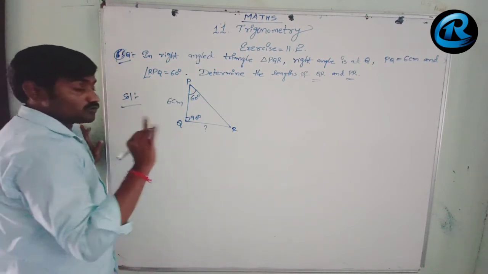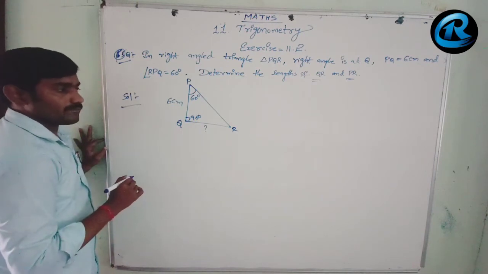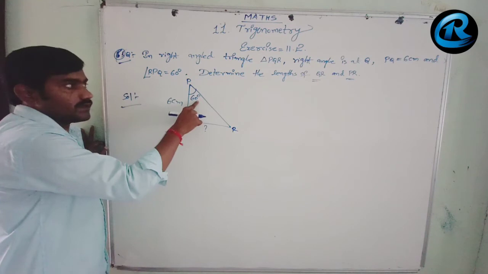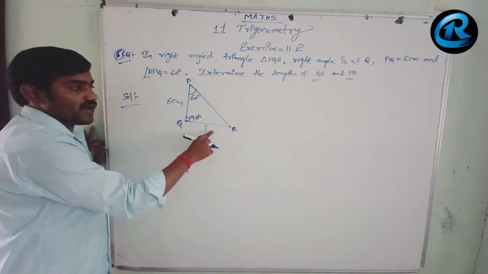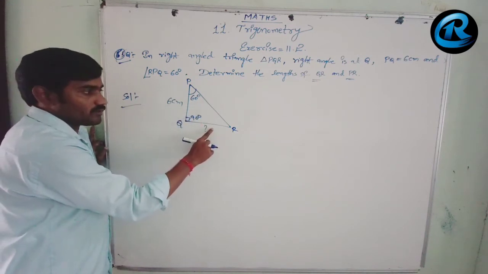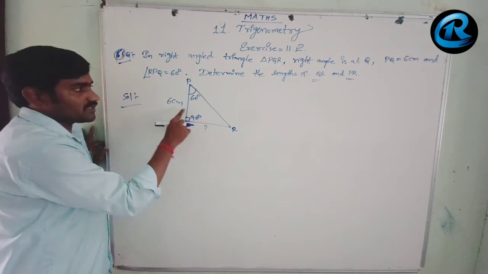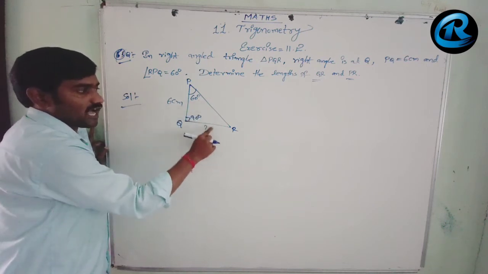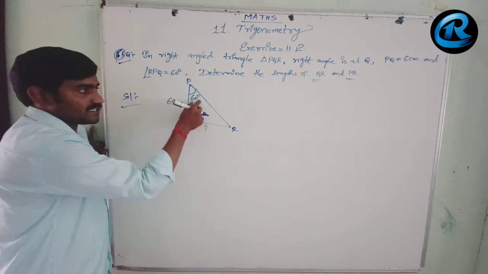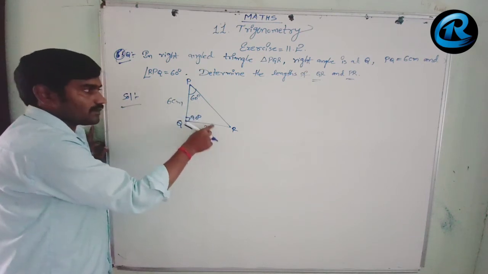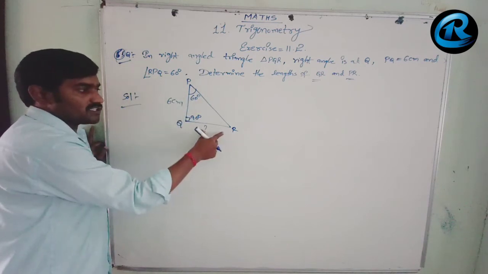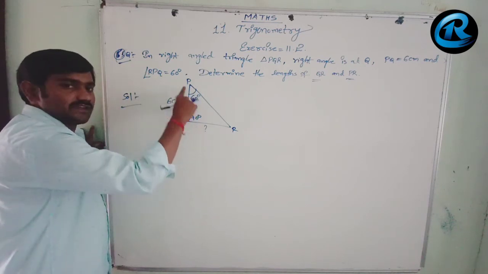We need to remember two things first. Here the angle is 60 degrees. So QR we need to find, and PQ is given. That means for this angle, for 60 degrees, QR is the opposite side, and the 6 centimeter given is the adjacent side. Opposite we need to find, adjacent side is given.